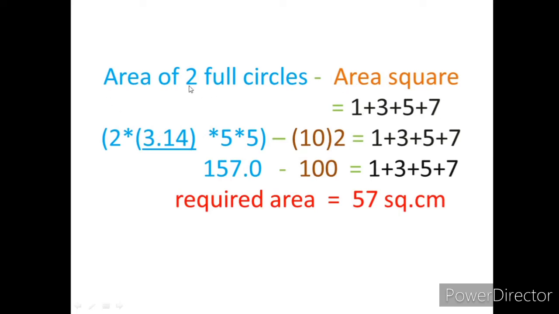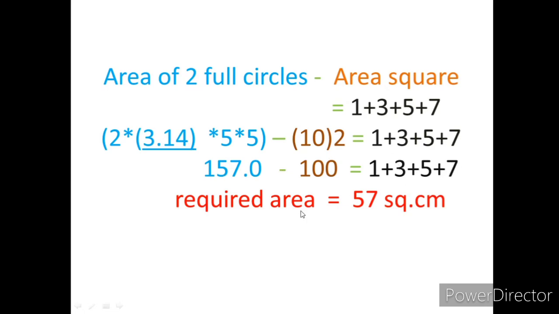So the area of 2 full circles. 1 full circle has pi r square. Pi means 3.14. Here r is 5 into 5. Here we have 2 full circles. That's why we will multiply this pi r square with 2. Is it clear? Then minus the area of the square, it is nothing but 10 square. If you calculate this, you can get 157.0. It is nothing but 157 minus 100 is equal to 1 plus 3 plus 5 plus 7.